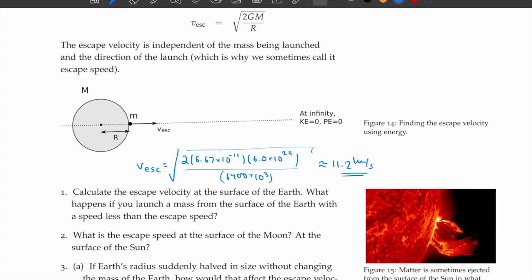Pretty fast speed. So that is the speed you have to launch something with at the surface of the Earth if you never want it to come back again. Very high velocity.